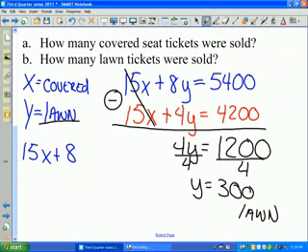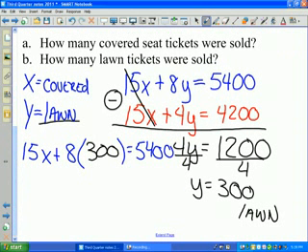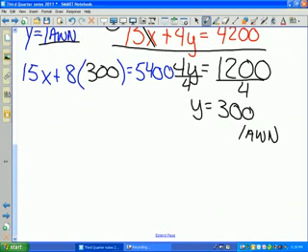So you have your 15x plus 8 times this 300, and it's going to equal the 5,400. The 300 came from my y equals 300. So now we're going to solve.